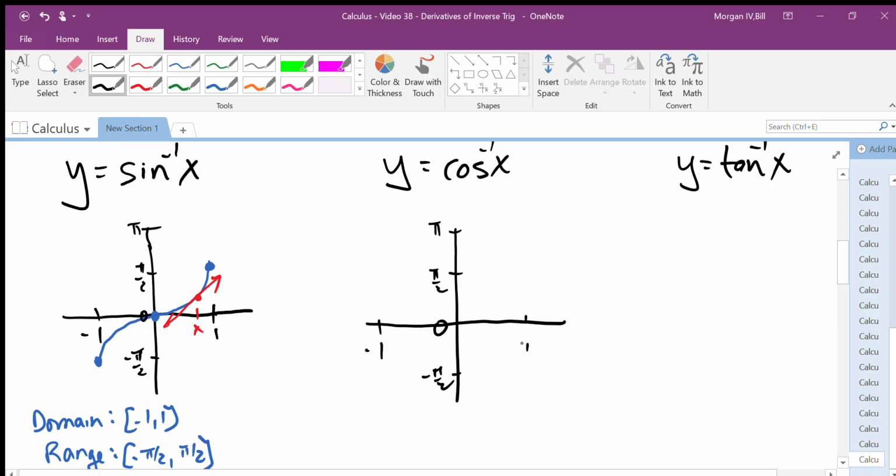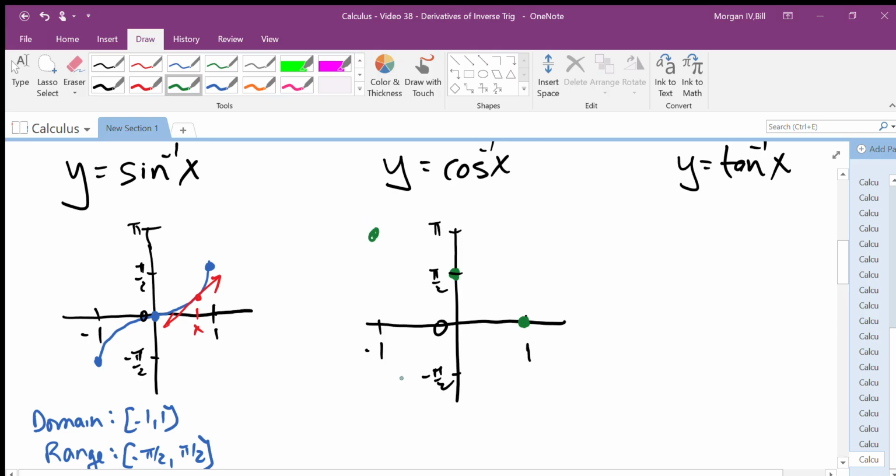Remember that for the original cosine, the cosine of 0 is 1. Therefore, when drawing this one, the inverse cosine of 1 is 0. The cosine of pi over 2 is 0, therefore the inverse cosine of 0 is pi over 2. The cosine of pi is -1, therefore the inverse cosine of -1 is pi. Again, not a straight line here.